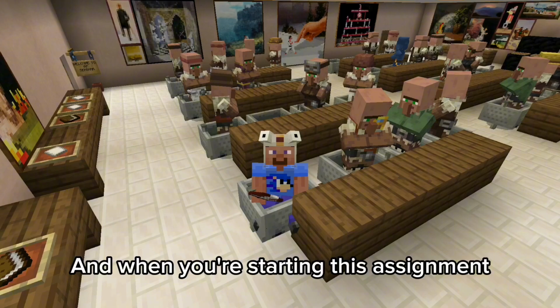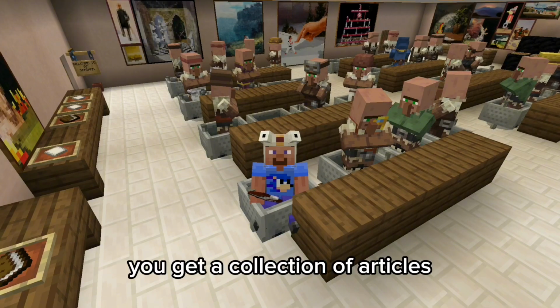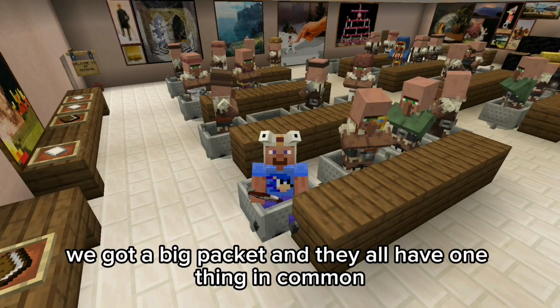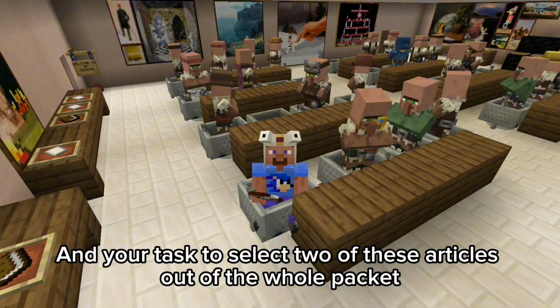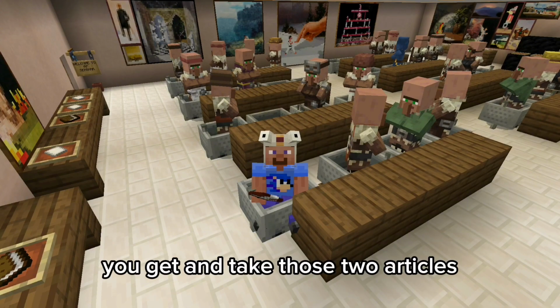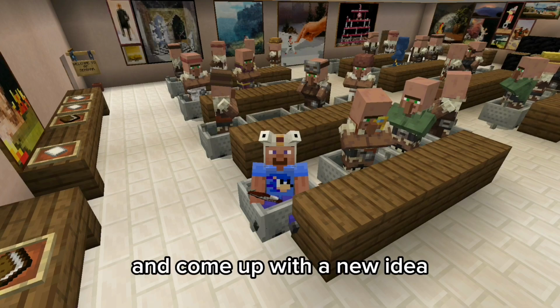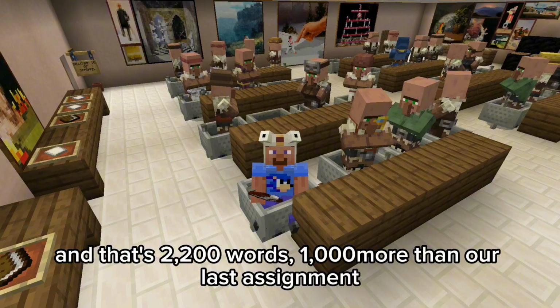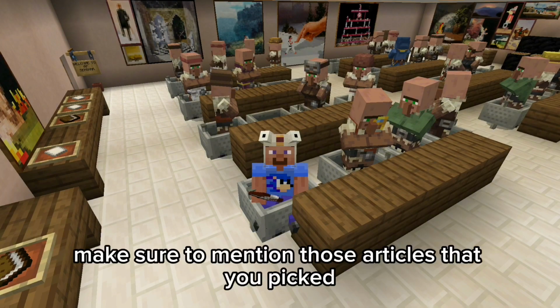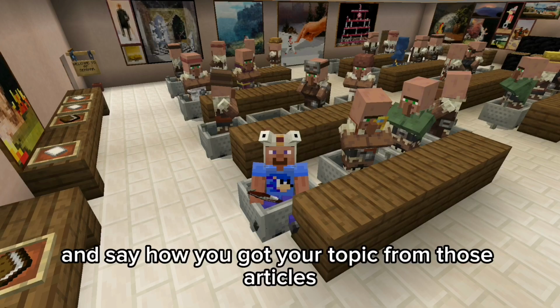When you're starting this assignment, you get a collection of articles. For my class, we got a big packet, and they all have one thing in common. In our case, it was nostalgia or just memory of the past. You're tasked to select 2 of these articles out of the whole packet, and take those 2 articles and come up with a new idea that still relates to both of those articles. And then you write an essay, and that's 2,200 words, 1,000 more than our last assignment. When you're writing, make sure to mention those articles that you picked, and say how you got your topic from those articles, putting it in your essay.